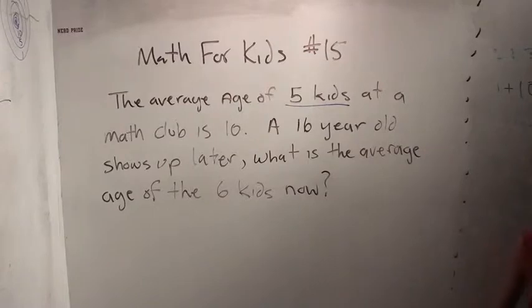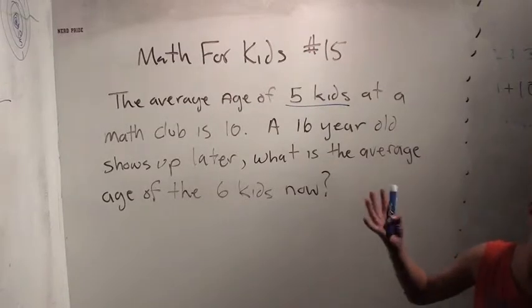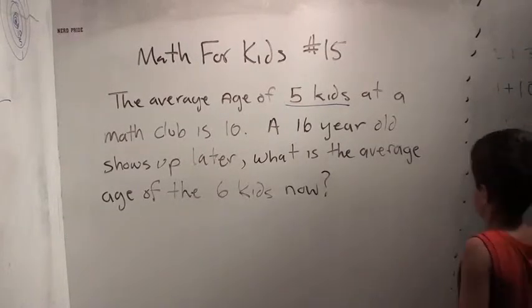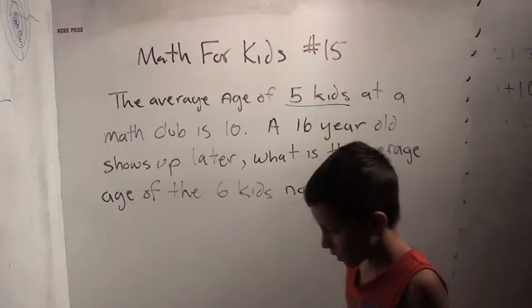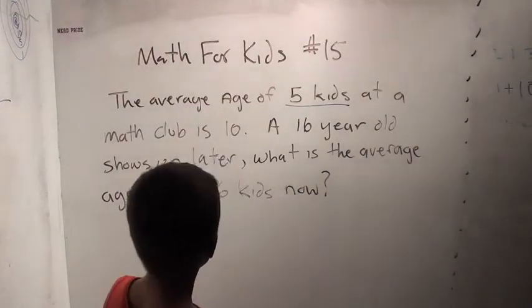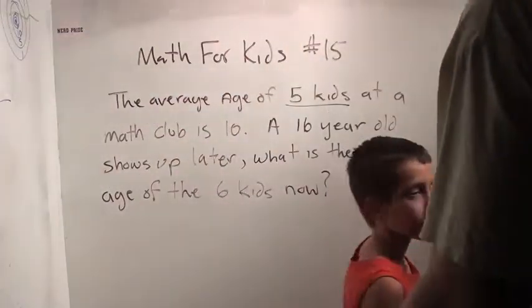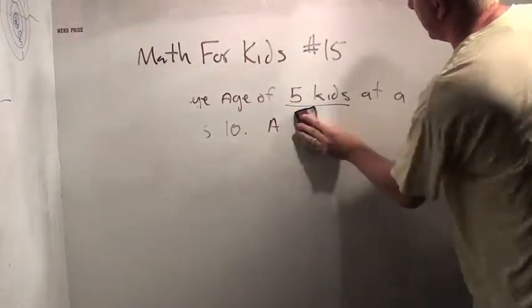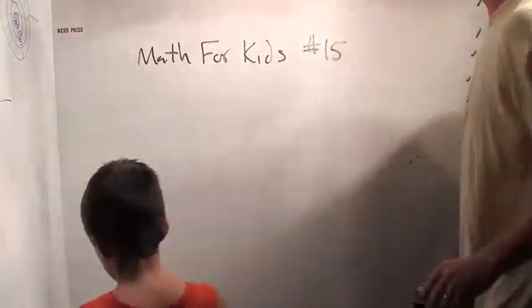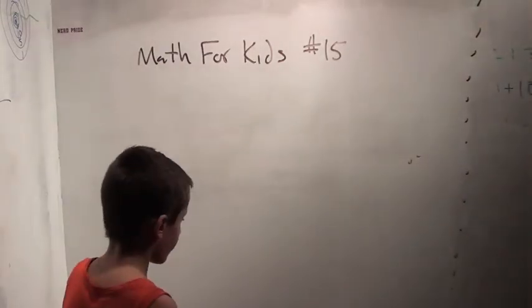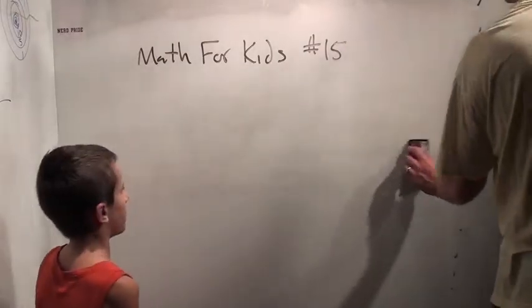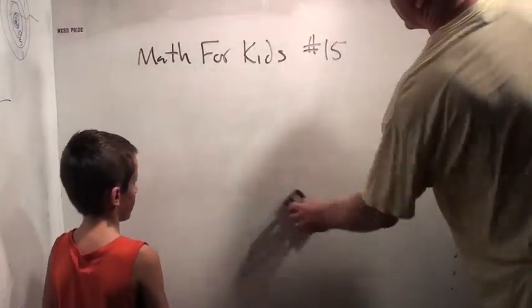Let's first figure out what the ages of the 5 kids are. It doesn't say anything about consecutive ages. It only says their average age is 10. What does it mean that their average age is 10? It means all the kids' ages summed up and then divided by 5 is equal to 10.